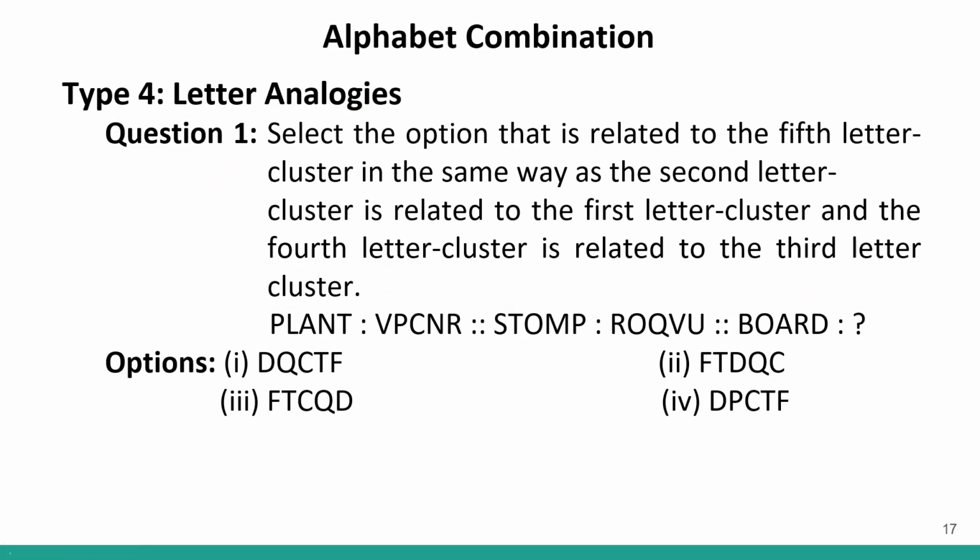So first let us look at PLANT and VPCNR. So P, L, A, N, T has been changed into V, P, C, N and R. Right? This has been changed into this. Now what are the forward ranks? Let me give them. P is 16, correct? L is 12, A is 1, N is 14, T is 20. Similarly, what is the forward rank for V? 22, 16, 3, for N it is 14 and for R it is 18. Now over here I can see from 16 to 22 this is plus 6. Right? From 12 to 16 it is plus 4. From 1 to 3 it is plus 2.